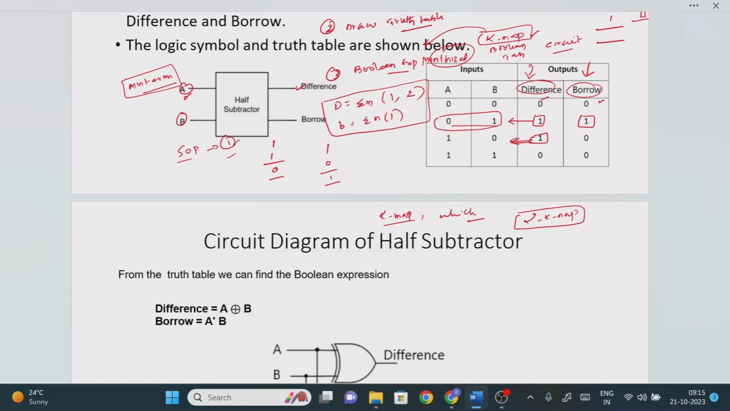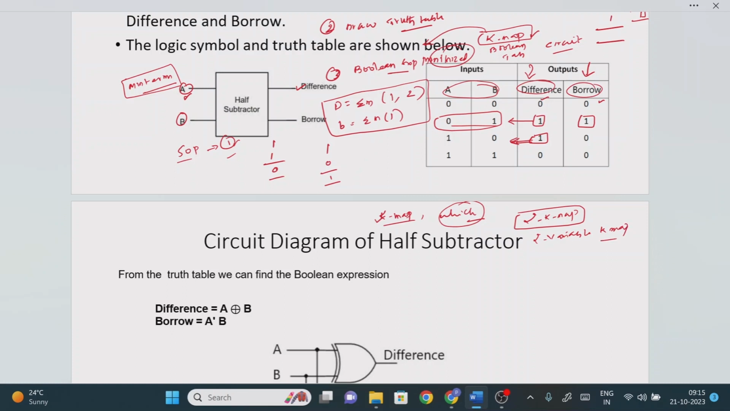Now the question is, 2 K-maps are required, but we need to find out which variable K-map is required. How do we find out whether we require a 2 variable, 3 variable, 4 variable or some other K-map? Here we consider the inputs. So how many inputs do we have? 2 inputs. It means that we require the 2 variable K-map.